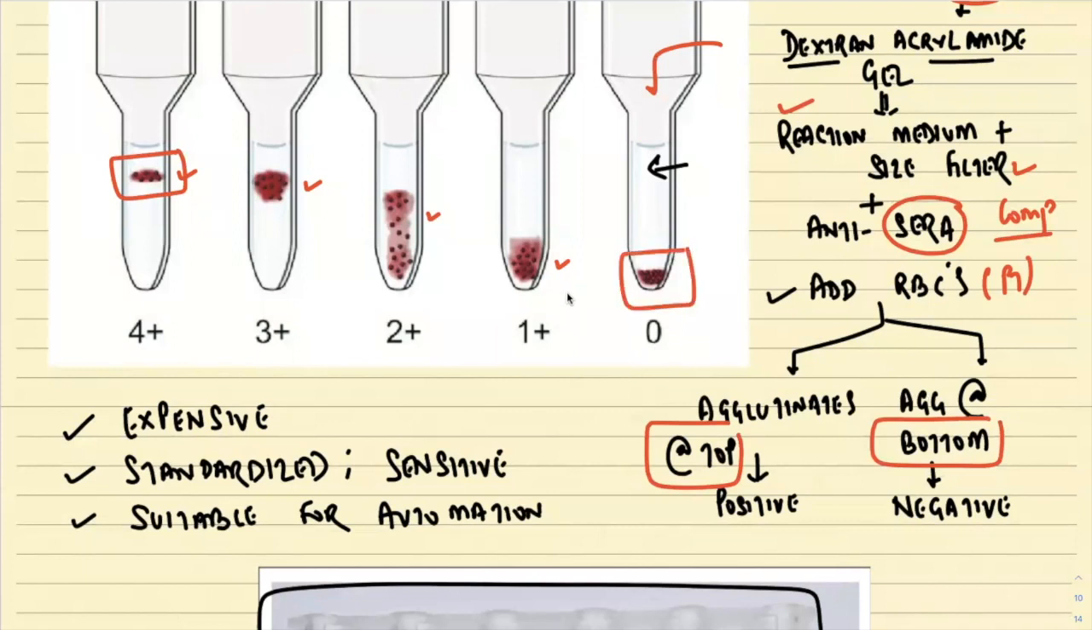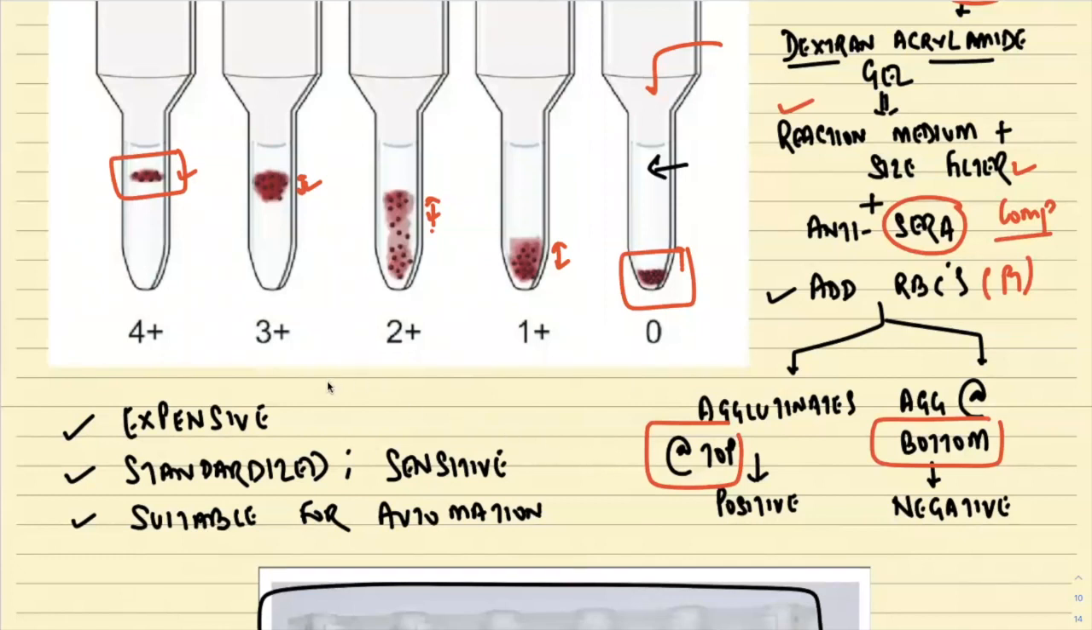Now, from here, there's a different gradation. For example, some went a little bit up. It is also positive, but it is 1+ positive. Some of this went a little bit more up. It is 2+ positive. Some of them stayed here. It is 3+ positive. Some of them stayed at complete top. That is 4+ positive. So even the gradation is there.